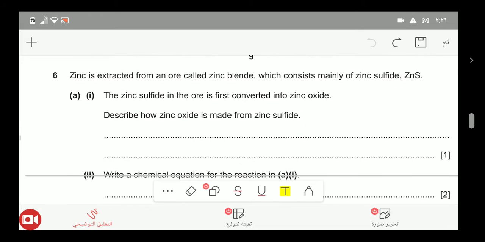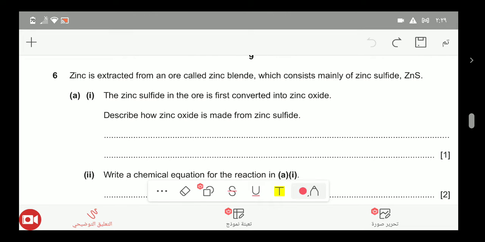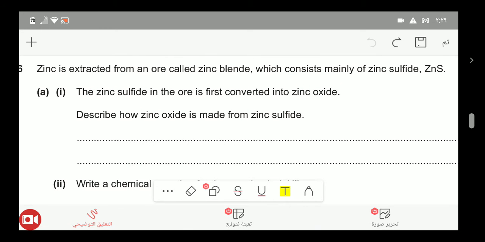Question number 6. This question is about extraction of metals. Zinc is extracted from one ore called blende, which consists mainly of zinc sulfide, ZnS. The zinc sulfide in the ore is first converted into zinc oxide. Describe how zinc oxide is made from zinc sulfide.